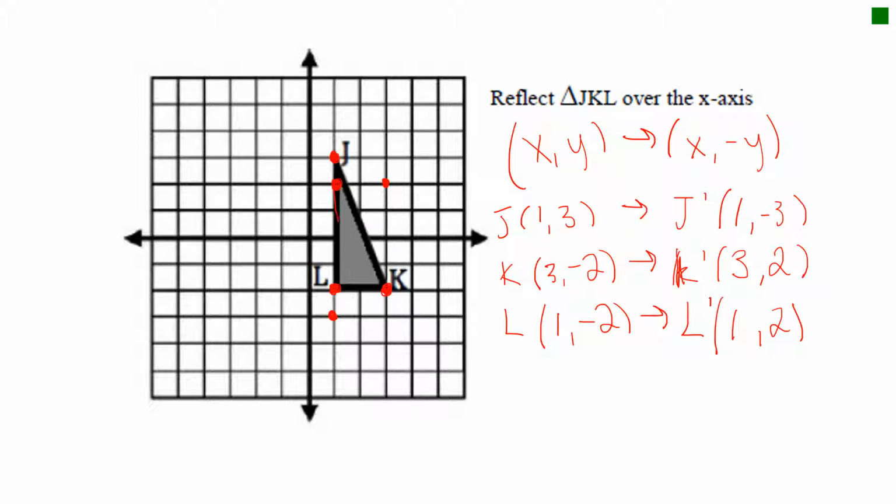So if we connect these points, I should label my points. This was J prime, this was K prime, and this was L prime. This is our image now from our pre-image. This example is really tricky because the pre-image landed on the axis that we were reflecting over. So all we did was flip it, and it seems a little weird compared to our last example because it lay on the x-axis, but trust me, it would be the same. So that's our reflection of our new triangle.